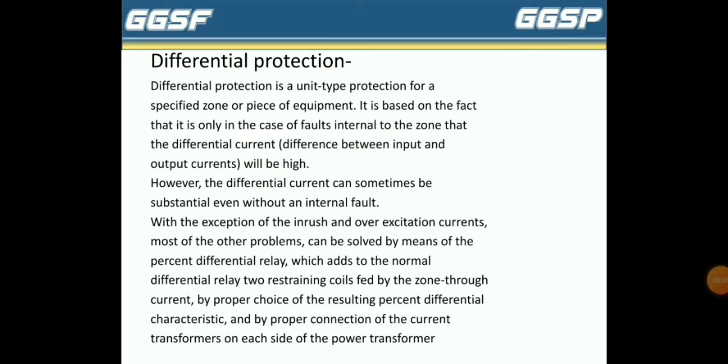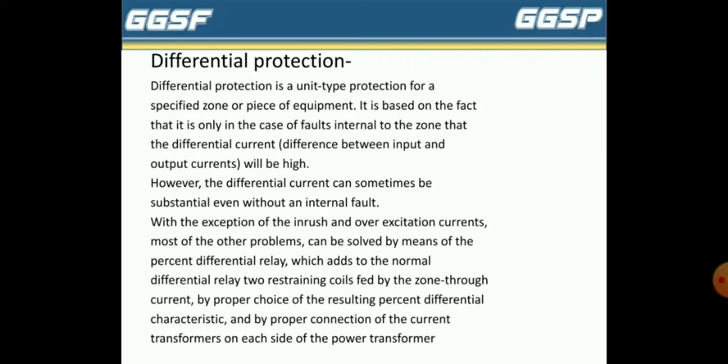Differential protection. Differential protection is a type of unit protection for a specified zone or piece of equipment. It is based on the fact that it is only in the case of faults internal to the zone that the differential current, that is the difference between input and output currents, will be high. However, the differential current can sometimes be substantial even without an internal fault.